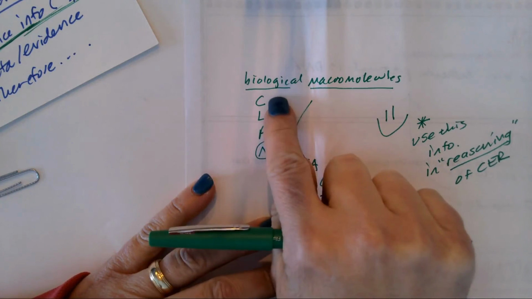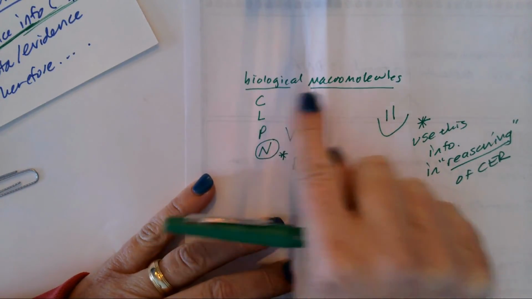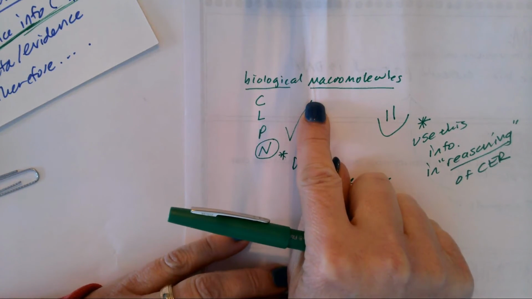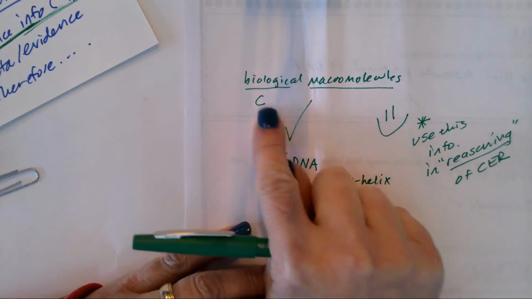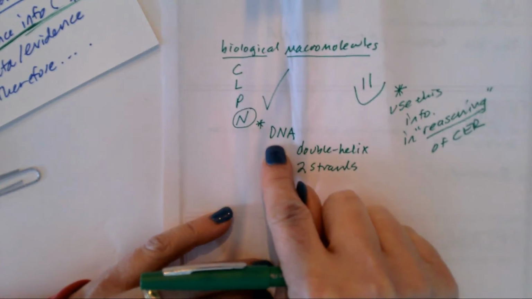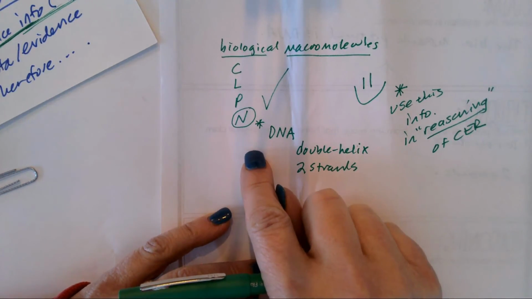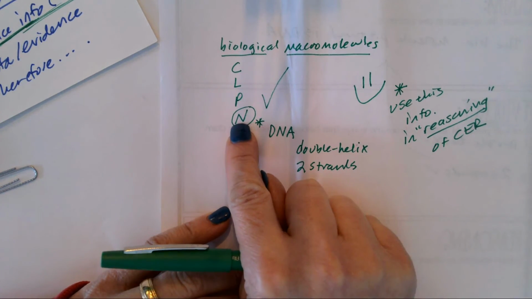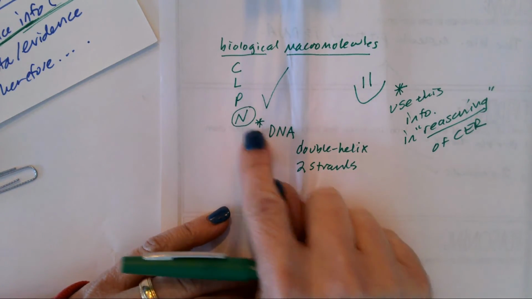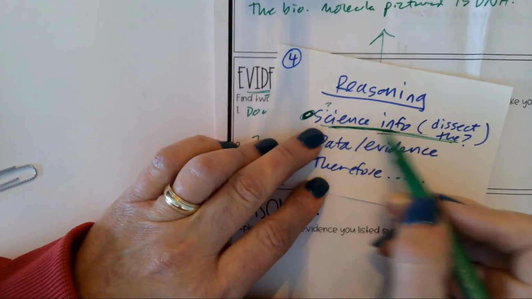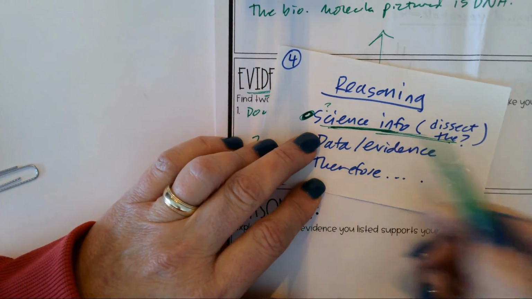So you want to start out your reasoning with something along the lines of, all living things on the planet are made of biological macromolecules. And then you would list them out. And then you'd say something along the lines of, in your second sentence, that the image pictured is one type of biological macromolecule, specifically a nucleic acid called DNA. All right? So that's your scientific information intro, 1 to 2 sentences, something like that.